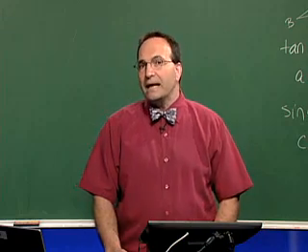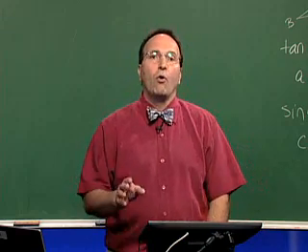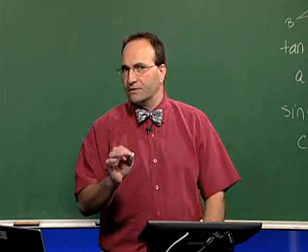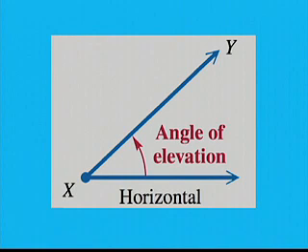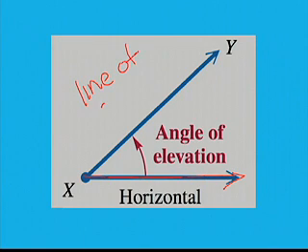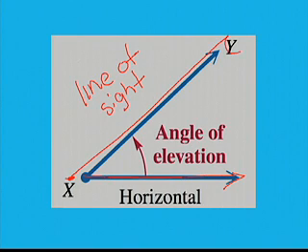Now, many applications of right triangles involve angles of elevation or angles of depression. And here's the angle of elevation. It is the angle created between the horizontal, which is this line here, and what's called the line of sight. By the line of sight, we mean here's the person observing, and they're looking up at some object that's above them. That's why it's called angle of elevation, because the object they're looking at is above.